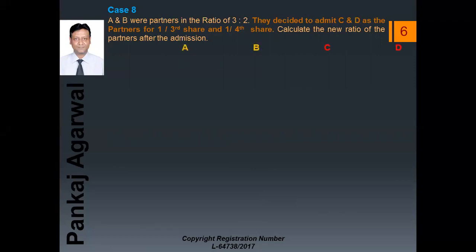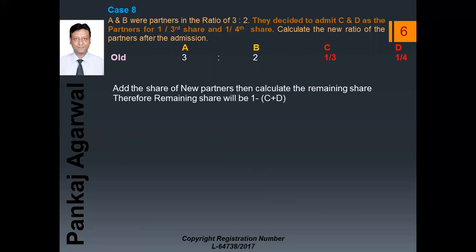Let us assume the total profit of ₹1. So A and B were the old partners with the ratio of 3:2, whereas C and D are new partners for 1/3 and 1/4 share. Add the share of new partners, then calculate the remaining share. Therefore, remaining share will be 1 minus C's share plus D's share. So C's share is 1/3 and D's share is 1/4. It comes to 5/12.